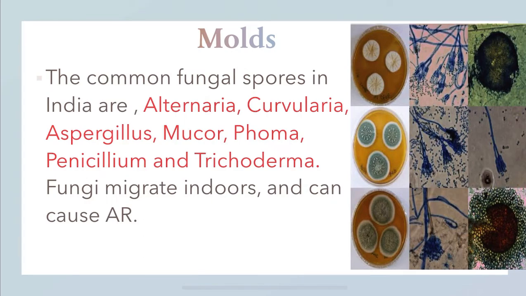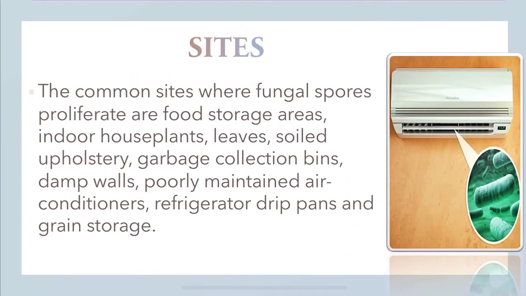The common fungal spores in India are Alternaria, Curvularia, Aspergillus, Mucor, Phoma, Penicillium and Trichoderma. Fungi migrate indoors and they can cause allergic rhinitis. So guys, Mucor, Aspergillus, Alternaria, Penicillium, Trichoderma are the common ones. Phoma and Curvularia have also been given. These are the molds which will migrate indoors and cause allergic rhinitis.